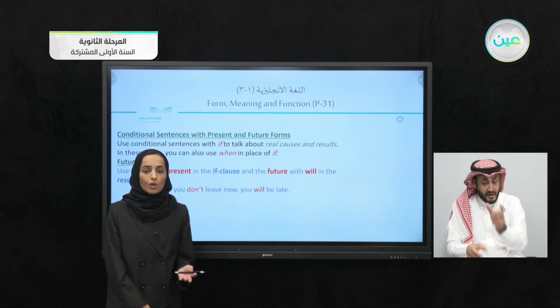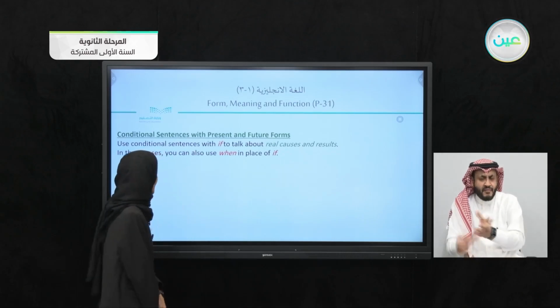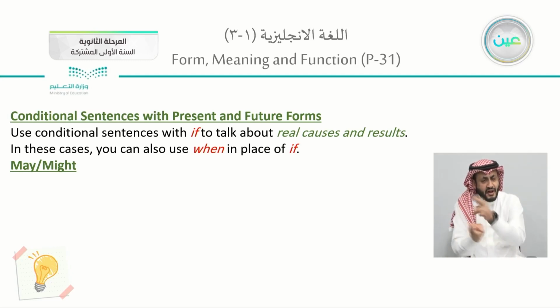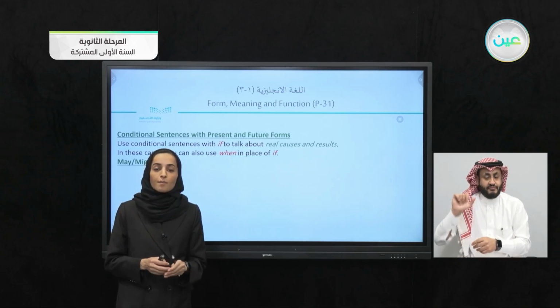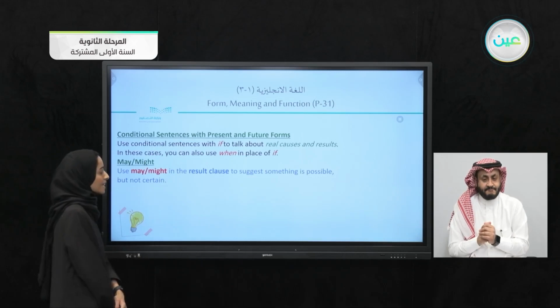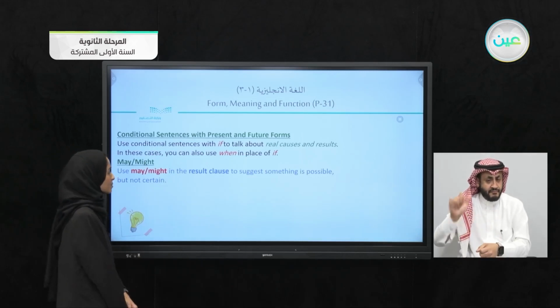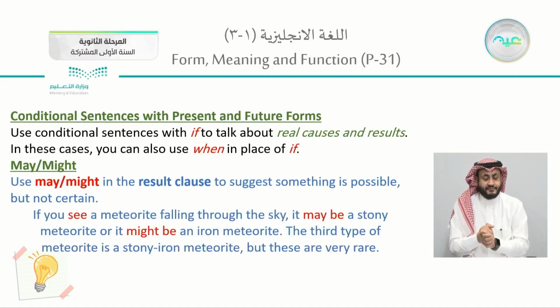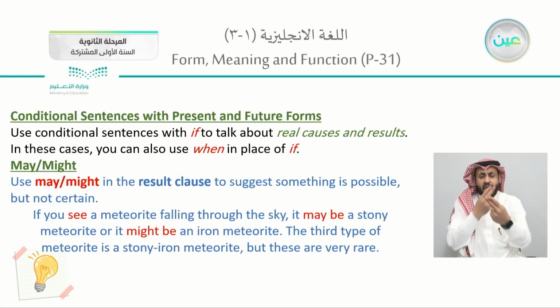If you don't leave now, you might be late. Okay? We can use may or might also. It's not always will. Sometimes you can replace the will with may or might. It depends on you and the meaning of the sentence that you want to form. So, you can use may or might in the result clause to suggest that something is possible, but not certain, not sure. If you see a meteorite falling through the sky, it may be a stony meteorite, or it might be an iron meteorite. So, maybe this or maybe that.